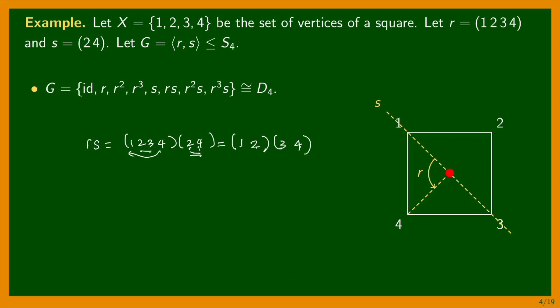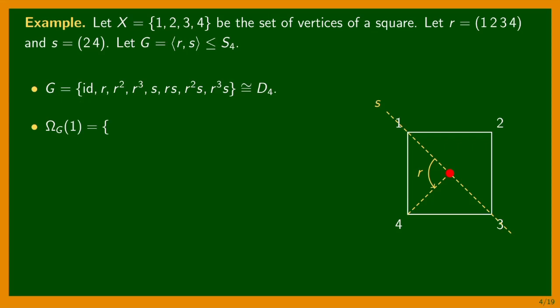O, tapos na. So, si RS, interchange si 1 and 2, interchange si 3 at 4, paano yun? Ito, bale, yung axis nung RS. Papalit si 1, 2, papalit si 3, 4. Okay. Using the same computation, you can check that this is R squared S. Ito yung axis ni R squared S. Ito naman yung axis ni R cubed S. Si R squared, 180 degree rotation. Si R cubed, 270 degrees rotation. Okay?